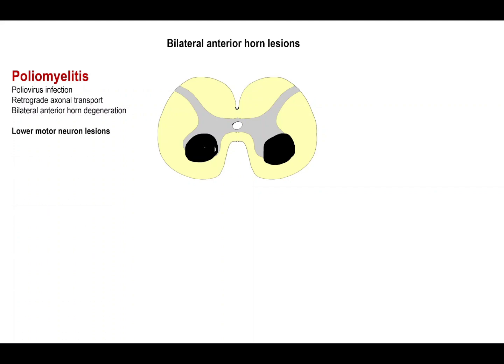Now what do you expect? We know that anterior horns are responsible for lower motor neurons. If they're damaged, that means you will have lower motor neuron lesions on both sides, bilateral.